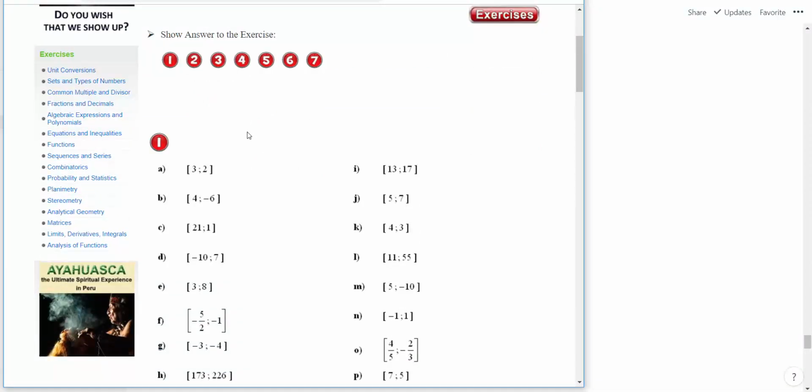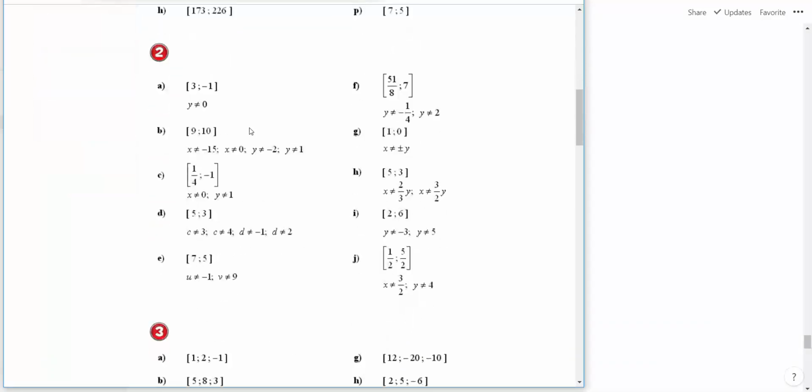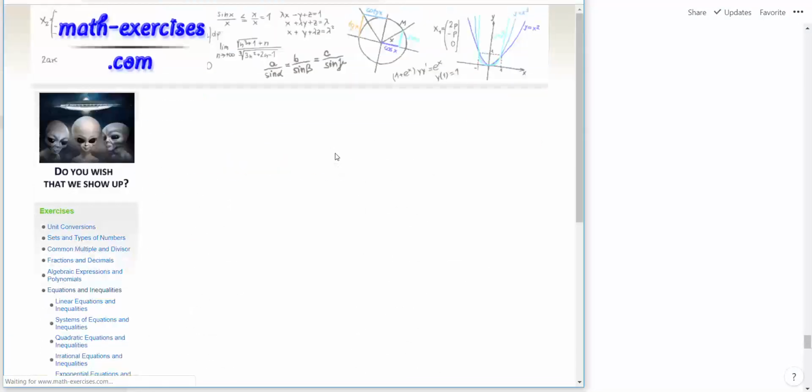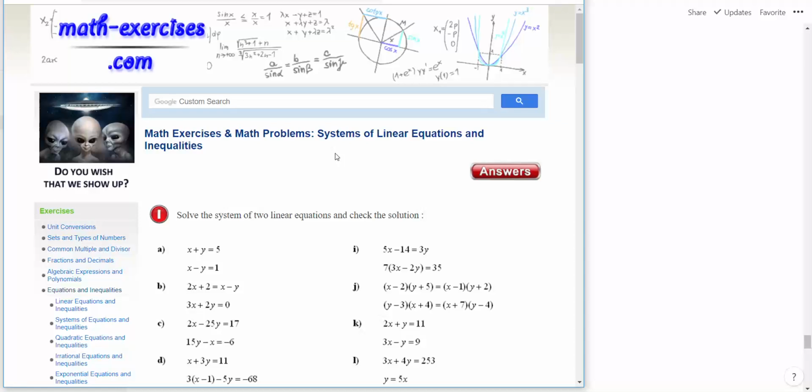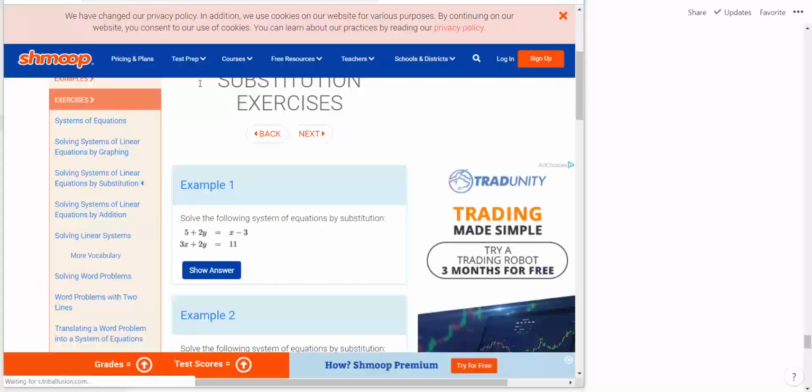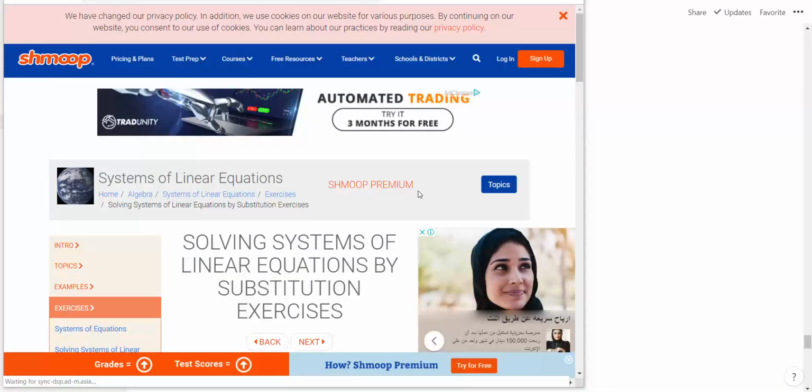Oh, it's kind of funny that it's displayed in this manner. Well, it's better than nothing. Give me a minute. Let me try to look for other possible options and see. Okay, this looks like a better site. SHMOOP.